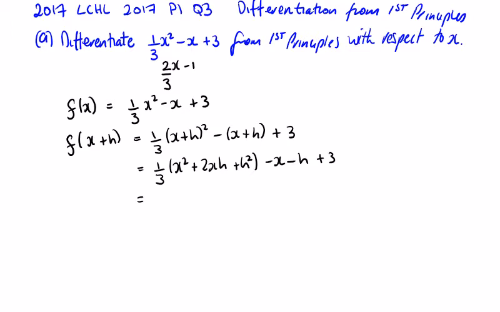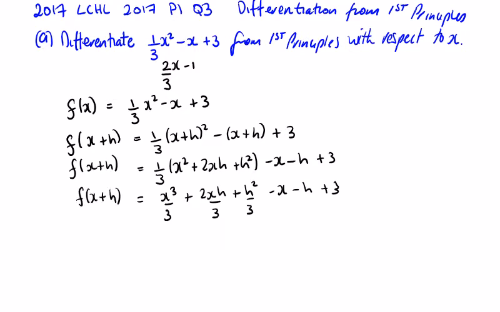You're always going to have x squared plus 2xh plus h squared minus x minus h plus 3, which is going to be equal to, we can write a third x squared plus 2xh over 3 plus h squared over 3 minus x minus h plus 3. And then just fill in f of x plus h twice. Now we want f of x plus h minus f of x.